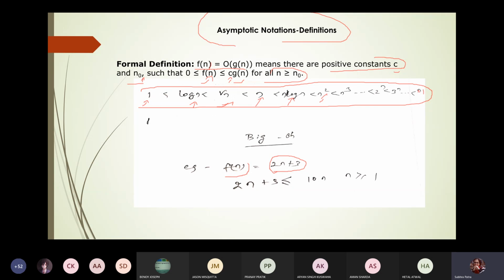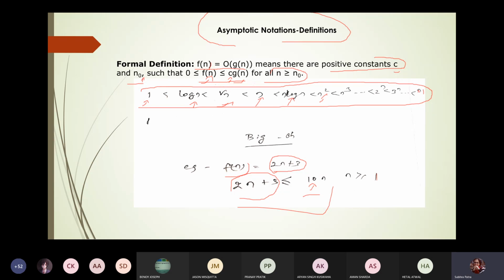So what we have to see is, given this function, how do we find the big O notation? For this, the condition should hold true. If we are taking 2n plus 3, we will find some value on the right hand side in terms of c g of n, where c is our constant, such that this condition holds true. So let's suppose we have taken 10n for all n greater than or equal to 1. Here n0 is 1.